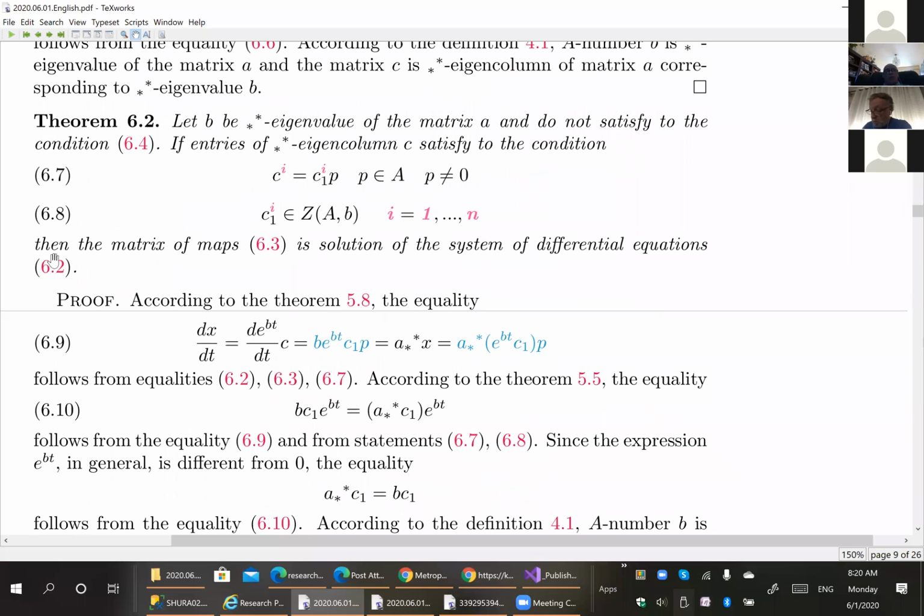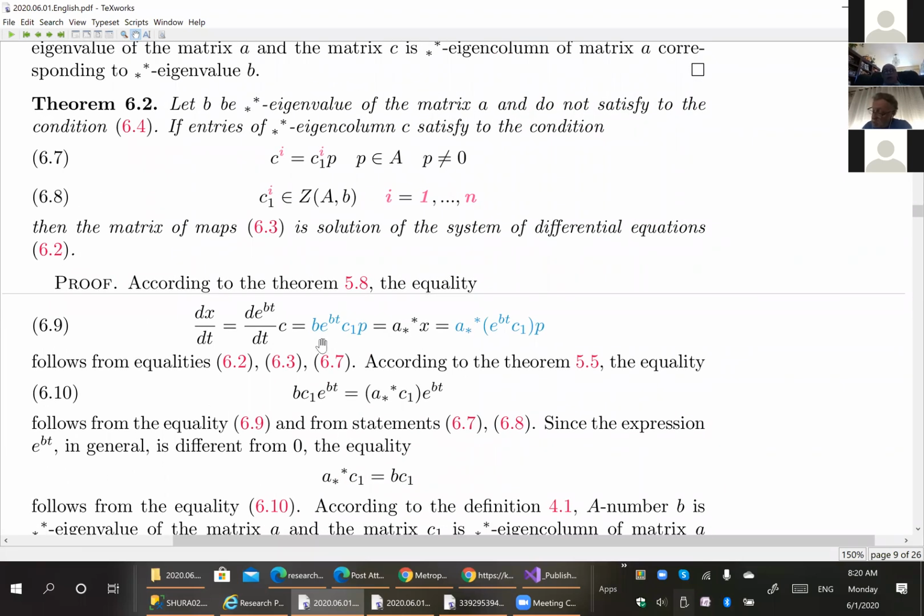Now again, we can try it. And we see on the left side that we have B times the exponent. C we represent in this form. And on the right side also we have, because P is constant, any number, we can put it outside of the product of a matrix. And for us, P is now not important.